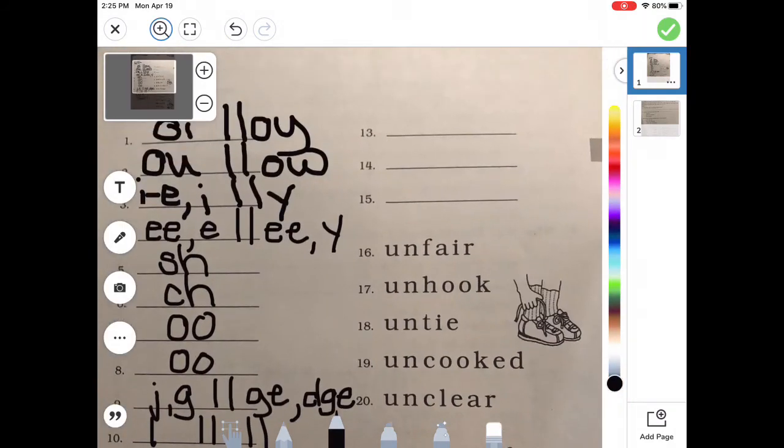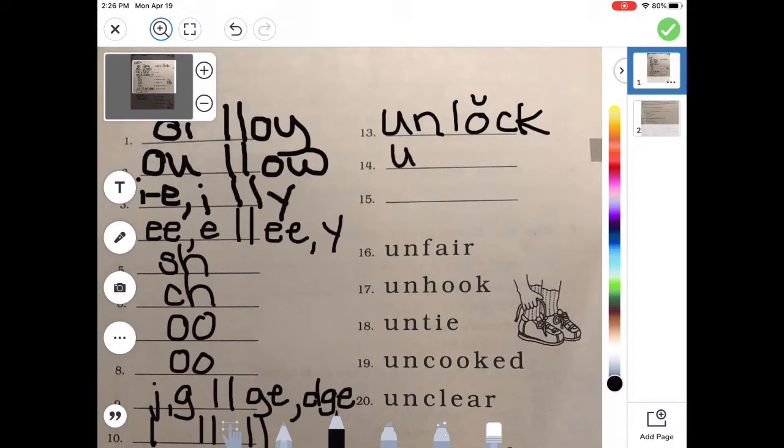Small. All right, for number 13, I want to write the word unlock. So I hear that un at the beginning. How do I spell the un sound? Prefix U-N. Very good. And then lock. L, O, and then I have k at the end. Now remember, this k is after a short vowel, so it's going to be CK because it's after a short vowel. Unlock.